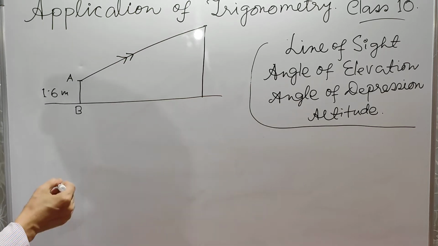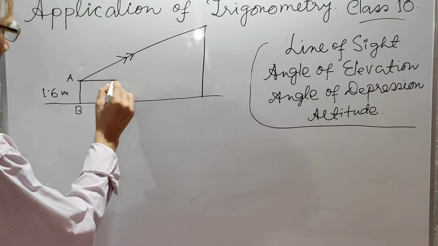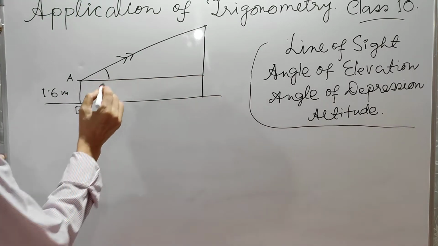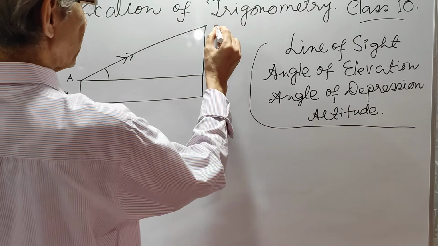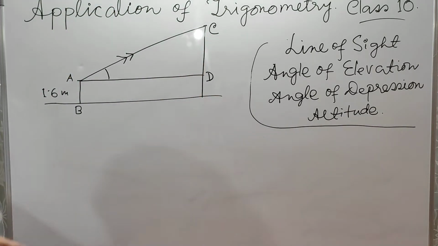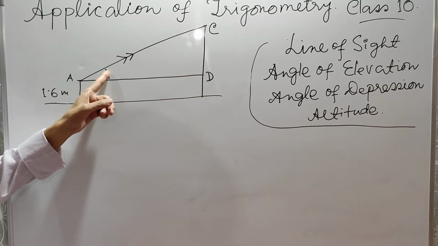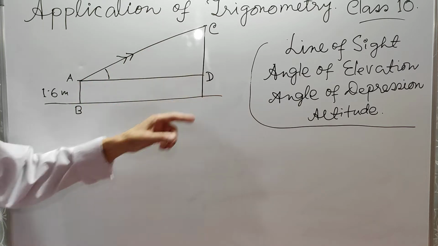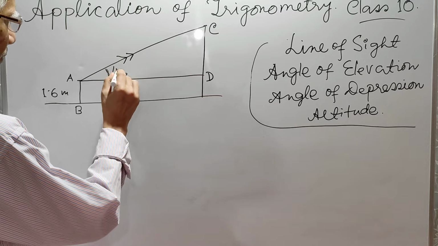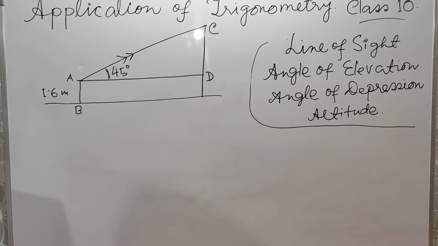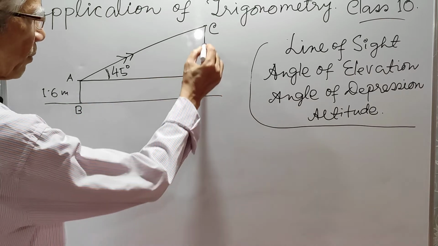All right. Now this angle, which is the angle of elevation? This is the angle of elevation, because you see this is a horizontal line, AD. ABCD. All right. Now AD is horizontal, parallel to the ground. So this is the angle made by the line of sight with the horizontal. So this will be the angle of elevation. Now this angle of elevation is given as 45 degree.